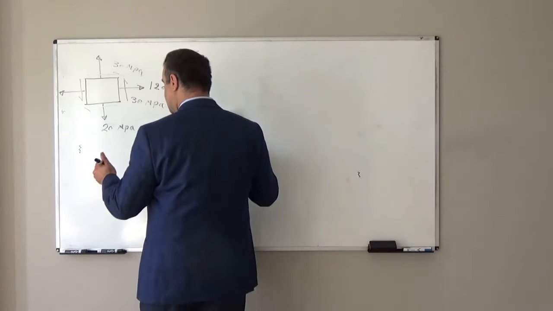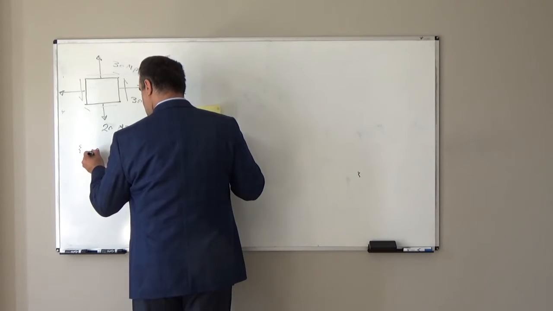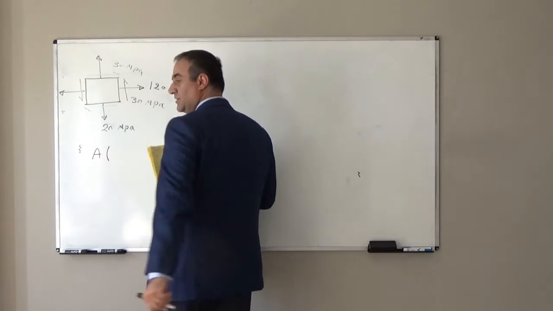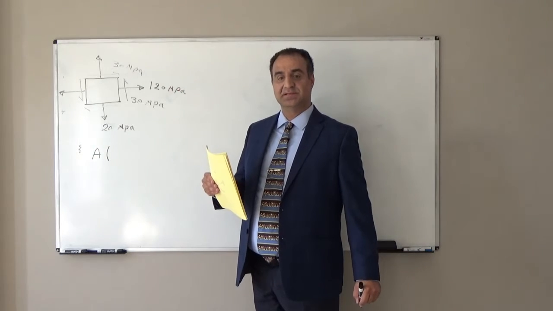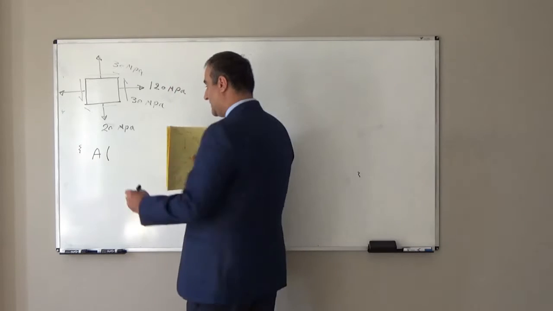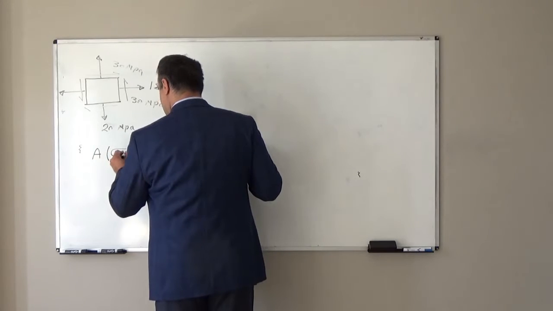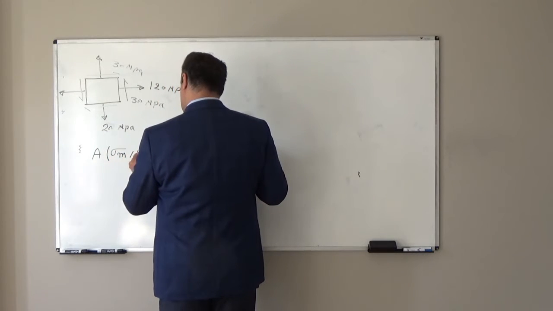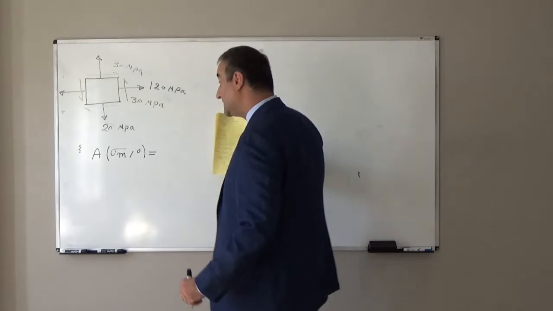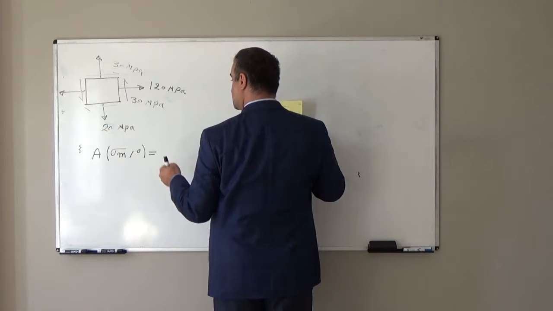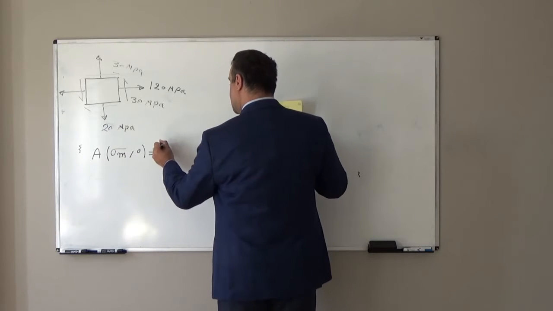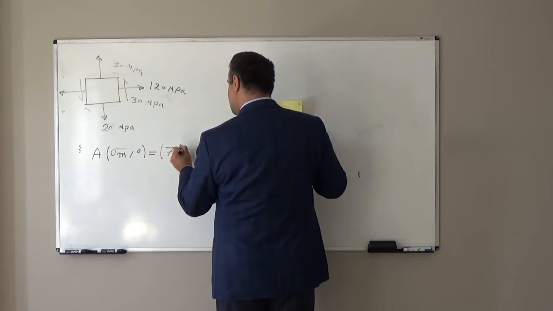In order to find that, we should draw the Mohr's circle. First point is the center point of the circle. The center point is equal to sigma m and 0. Sigma m means average normal stress. It will be 120 plus 20, 140, divided by 2. It will be 70 and 0.